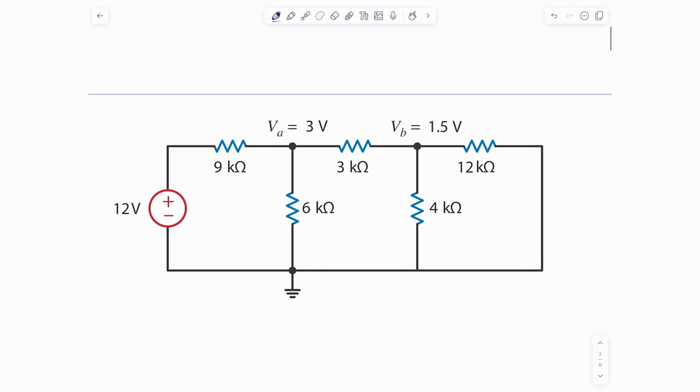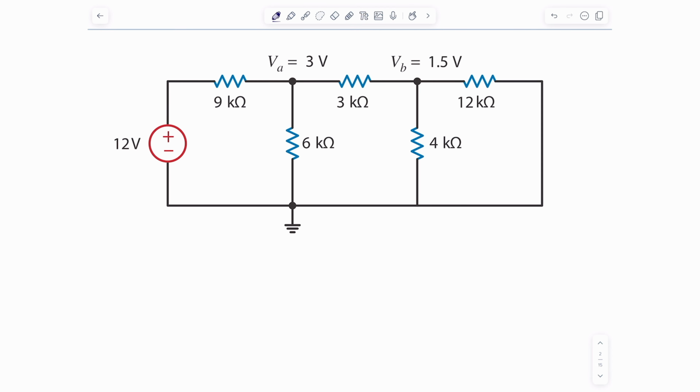So before I delve into how we do circuit analysis, I want to show you the result of this analysis. In here, we have a circuit diagram with a bunch of elements and a source. In that circuit diagram, we performed nodal analysis, and it resulted in a few voltages. So this voltage and this voltage: VA is 3 volts and VB is 1.5 volts.